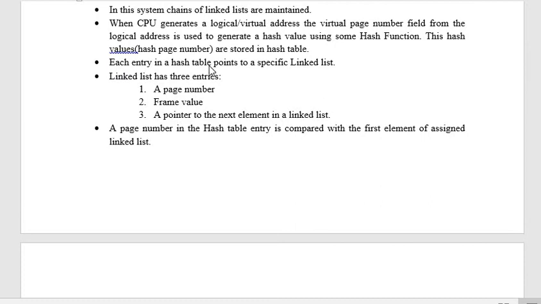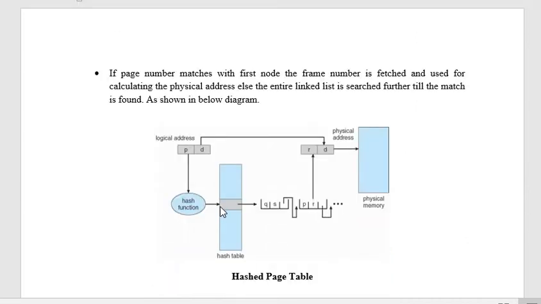Now each entry in the hash table points to a specific linked list. So what are the linked list entries? It has to maintain 3 entries. Each node of the linked list has 3 fields. The first entry in the first node itself is a page number. The second would be the frame value, and the third would be a pointer to the next element in the linked list. So each of the hash table entries maintains a linked list.